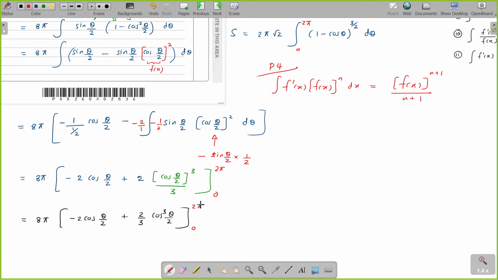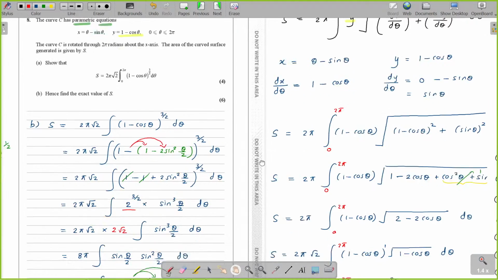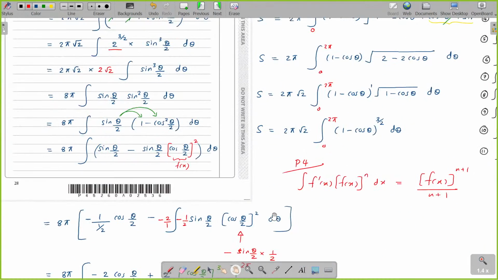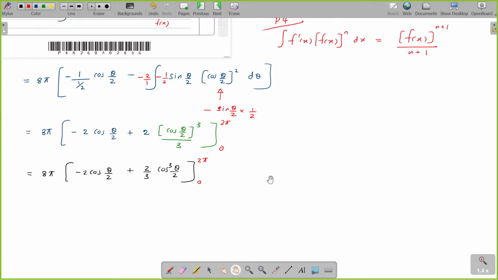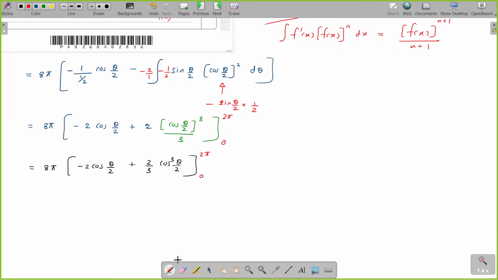So now let's go for the limits and get the final answer. This is a "show that", by the way. "Hence find the exact value", 6 marks. I think you can see why it's 6 marks. It's a lot of hard work over here, the amount of simplification, it's a lot of thinking. So you need to practice a lot of sums before going to the exams, because it's going to be hard to think of this immediately.